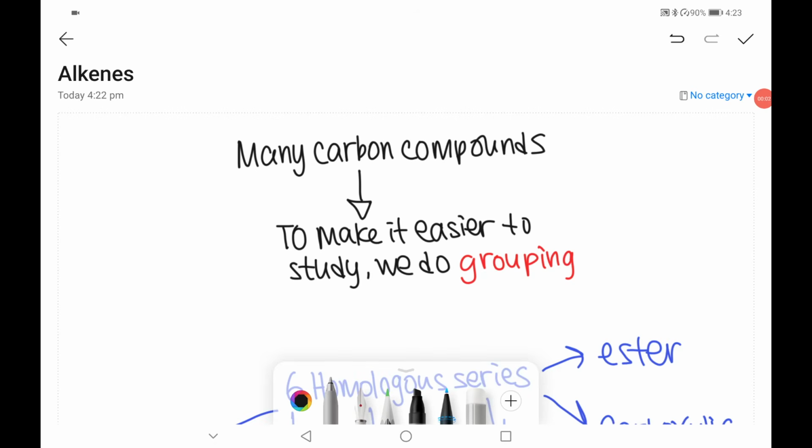Alright guys, as I mentioned in the first lesson, there are so many carbon compounds that we need to know in SPM. So to make the learning process a bit easier, we need to group the carbon compounds together.